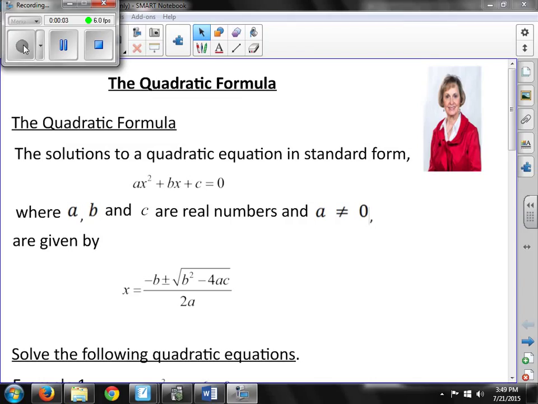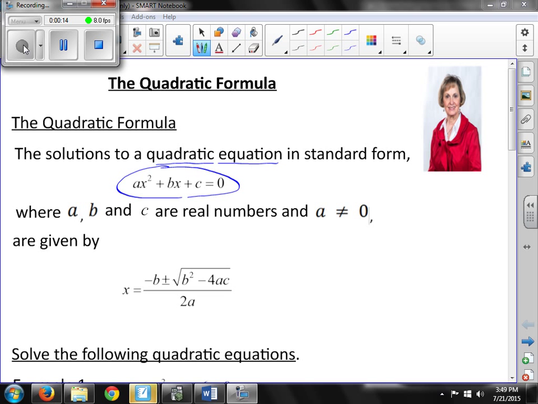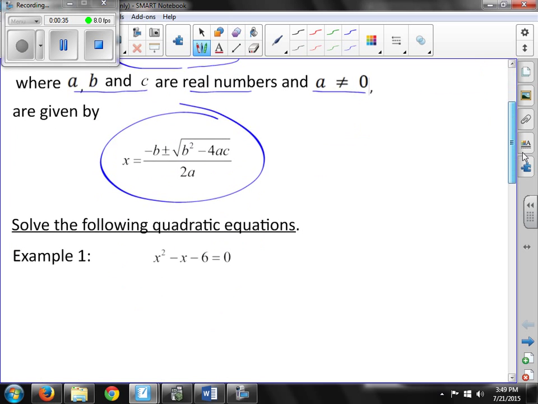Today we're going to talk about the quadratic formula. The solutions to a quadratic equation in standard form, and this is what a quadratic equation in standard form looks like, ax squared plus bx plus c equal to 0, where a, b, and c are real numbers and a is not equal to 0, are given by this formula. x is equal to negative b plus or minus the square root of b squared minus 4ac, all over 2a.